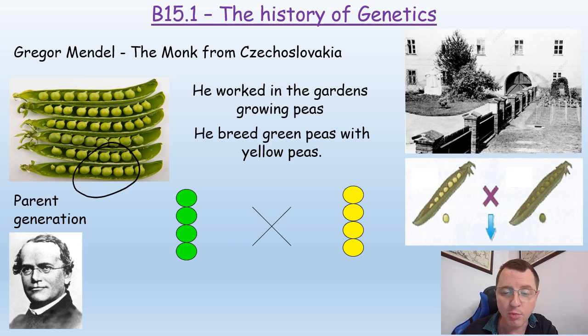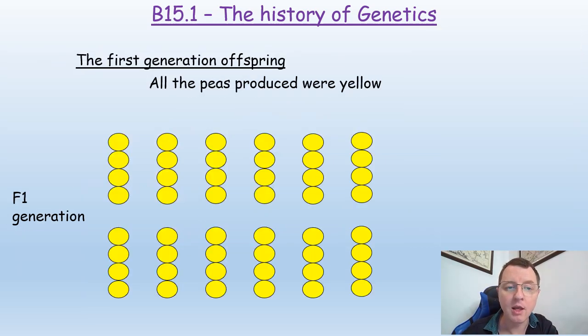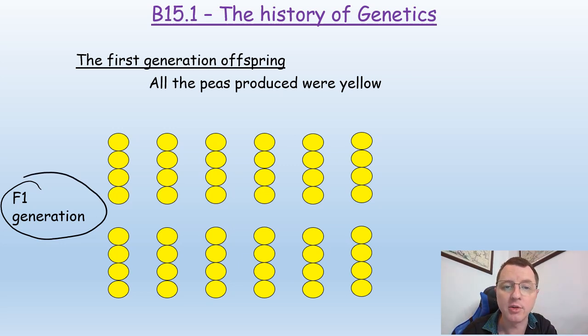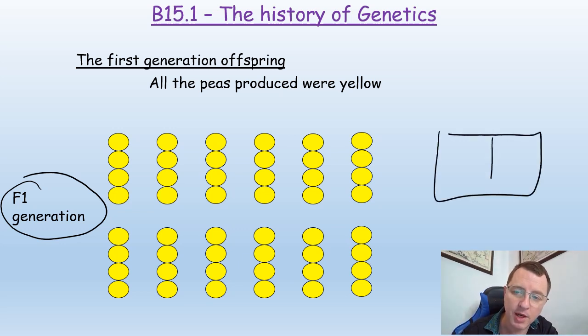So if we use modern terminology for this, we would be saying that the yellow peas in the parental generation were homozygous dominant and that the green peas in the parental generation were homozygous recessive. And he took these two pure breeding plants and he bred them together. In the first generation of offspring, the so-called F1 generation, he realised that all the peas that were produced were yellow.